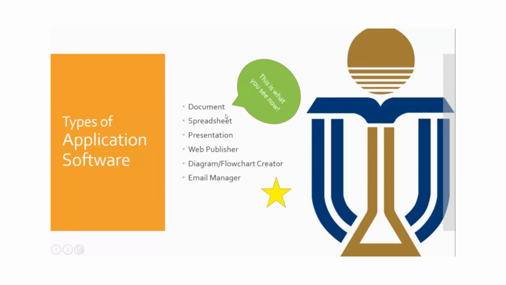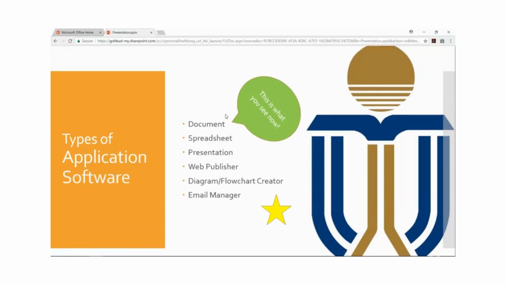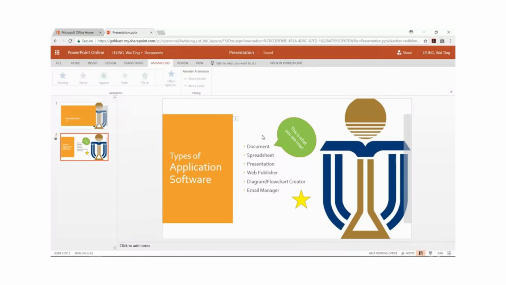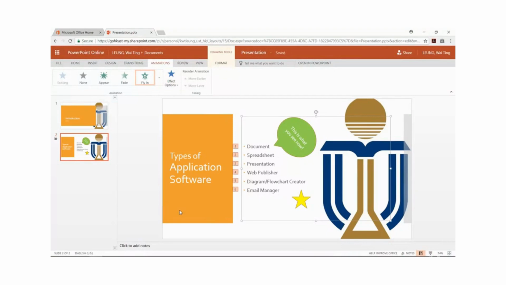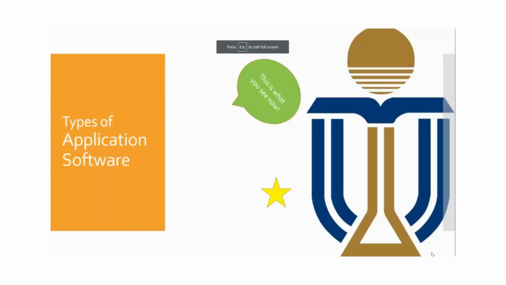Okay, now what if we want to animate the individual items under the bullet list one by one? To animate the items one by one, you can simply choose to animate by paragraph. And then animation effect will be applied to each individual item.